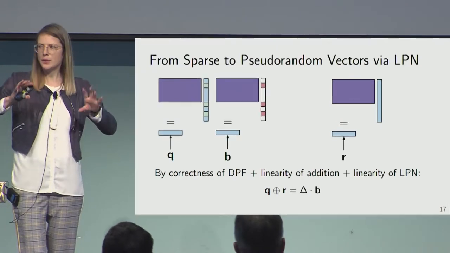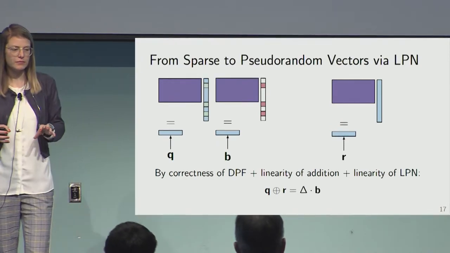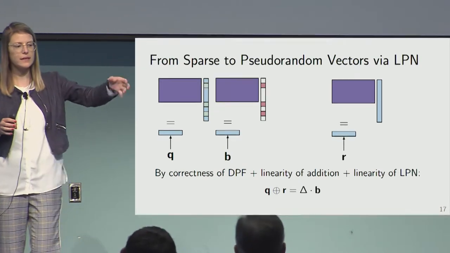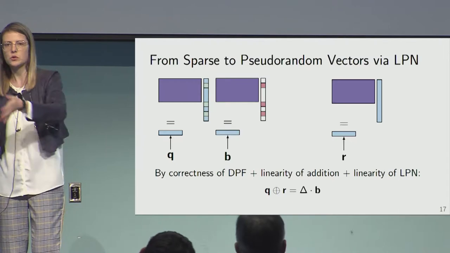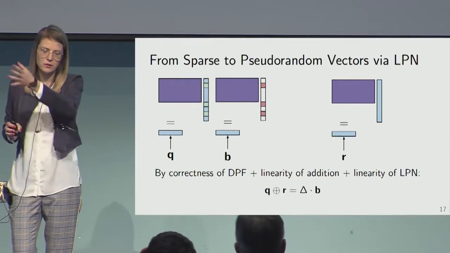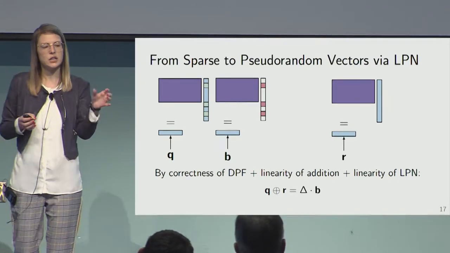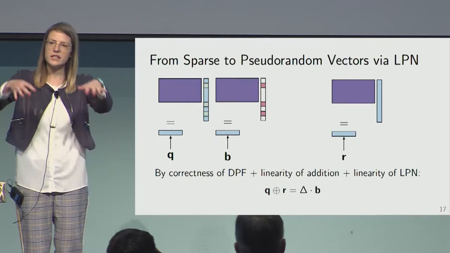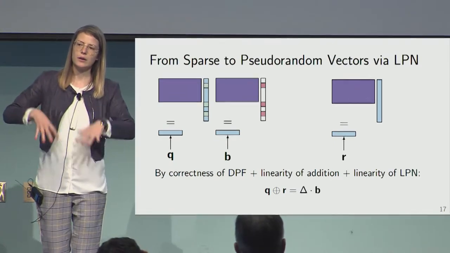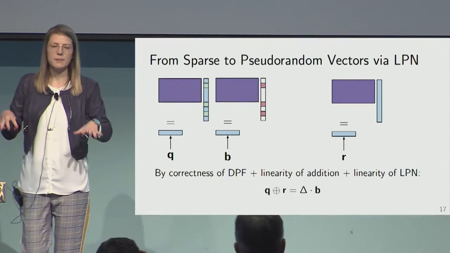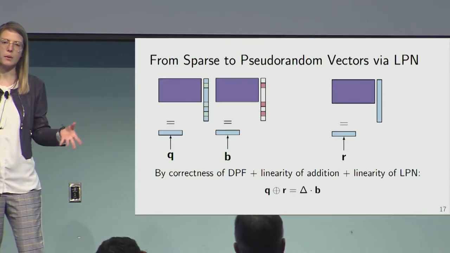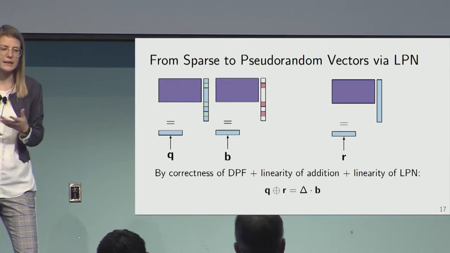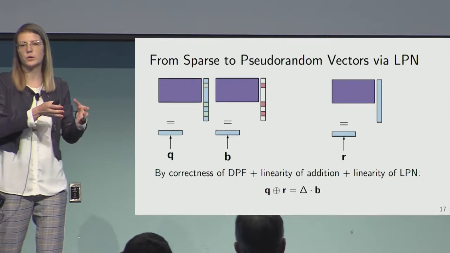Now, just putting everything together, the last step is to take this matrix and again just locally apply it to the results we have from the previous operation, and then we get the Q and the B and the R. This will actually be the output of our PCG. And because we have correctness of the distributed point function, and addition is linear, and the matrix multiplication is linear, this will actually give us what we want.